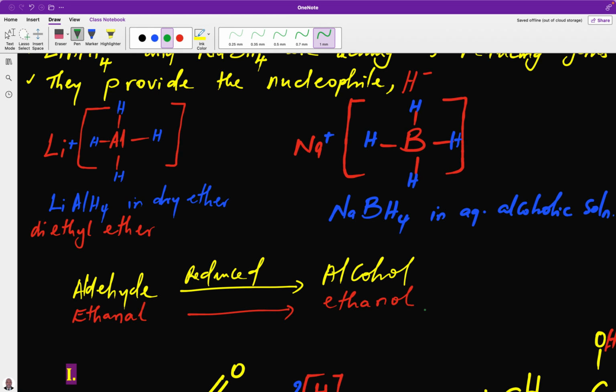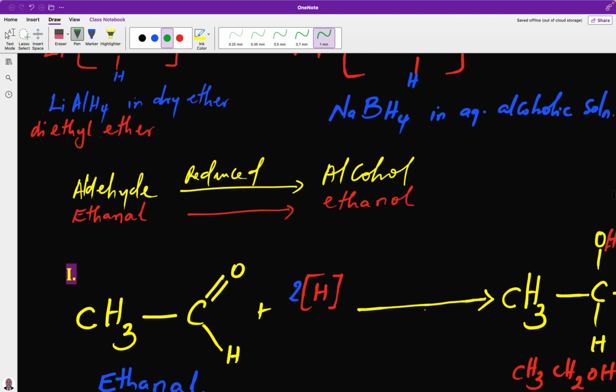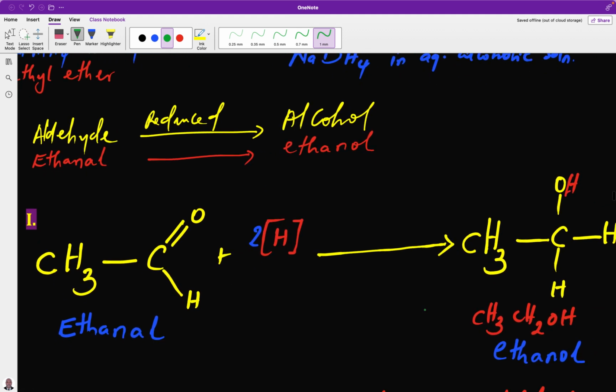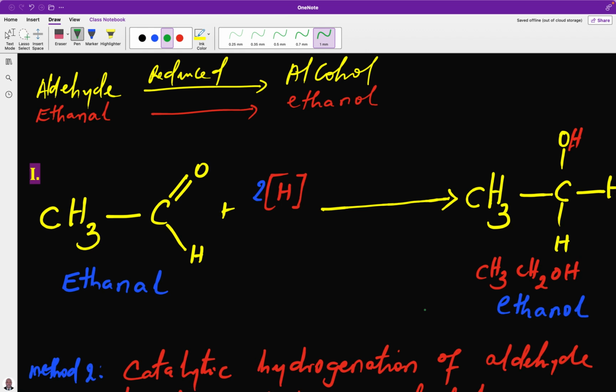This reducing agent with the primary alcohol, when heated, does what? It is converted back to the primary alcohol. And our example here is ethanol. How can we reduce ethanol back to ethanol? We heat the ethanol with the reducing agent.